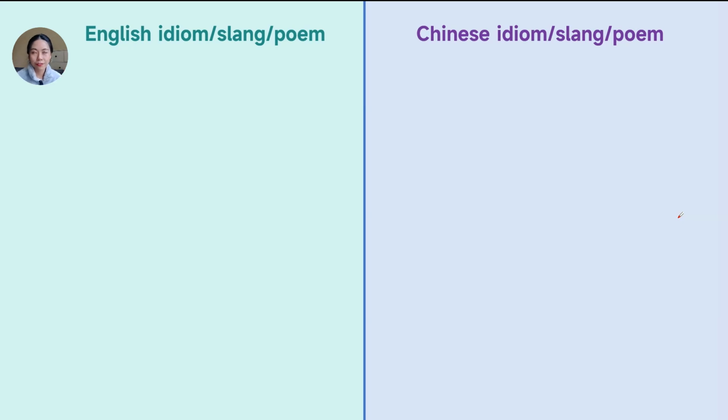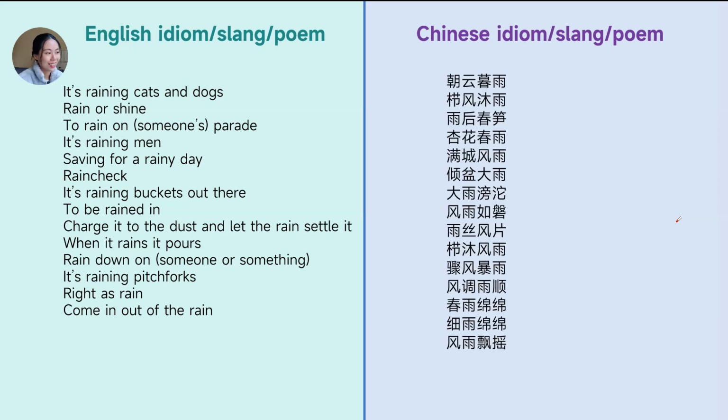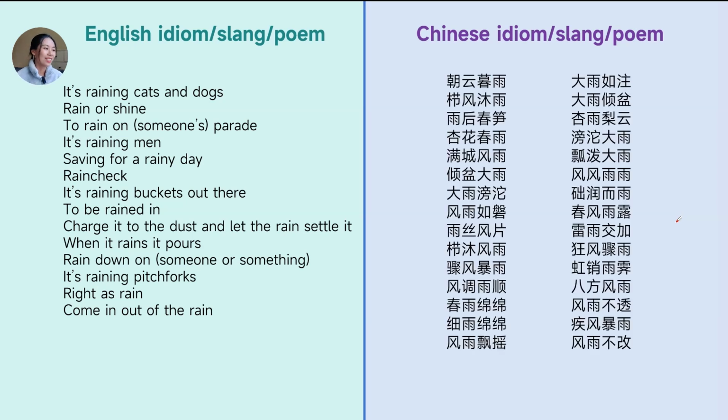When you get to a certain level, let's say advanced level, you will learn some more advanced expressions. There are some idioms or slang or poems. For example, I checked some English idioms and slang online. These are the idioms and slang that are related to the rain. Yeah, actually there's quite a lot. But in Chinese, there's even more. These are some Chinese idioms related to the rain, and you will see a lot of them.